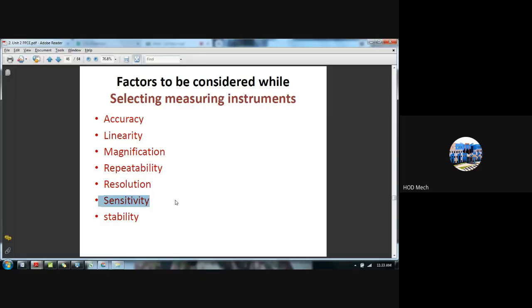Right. Upper sensitivity is also important for measuring the instrument. Then the last one is stability. Stability: the system should be stable enough in different conditions, different working conditions. Again, I will give you the example of the speedometer.